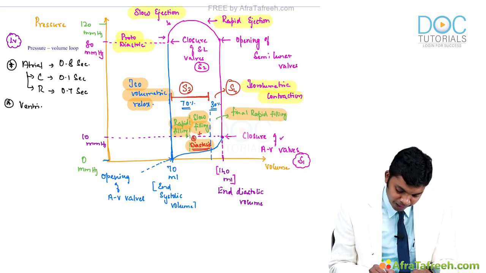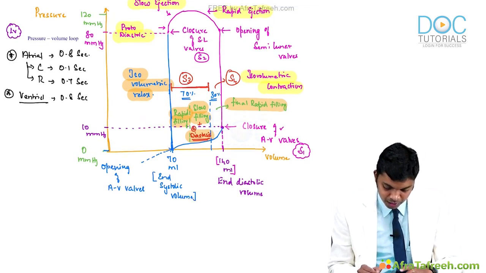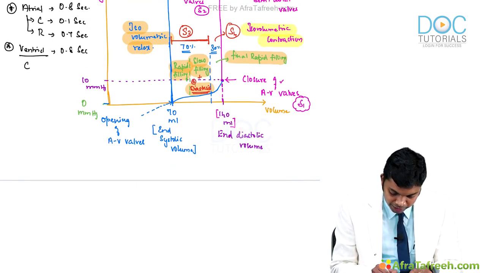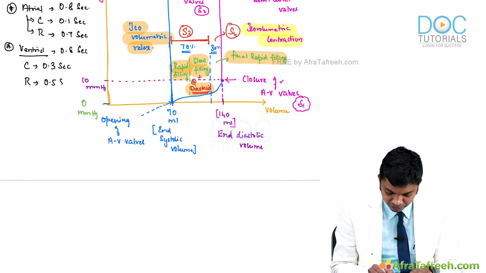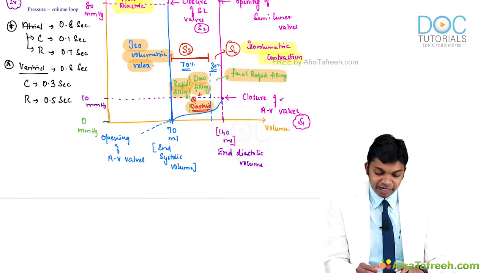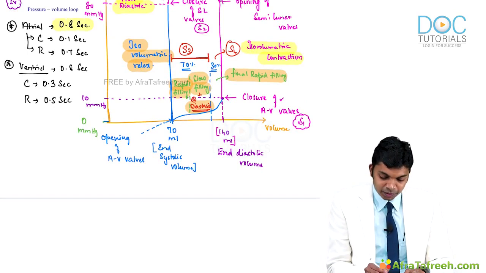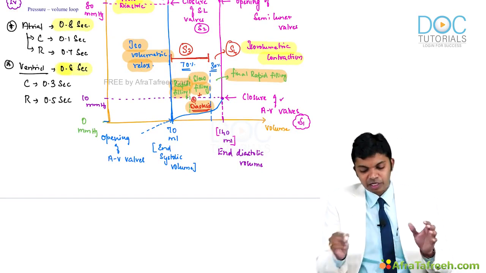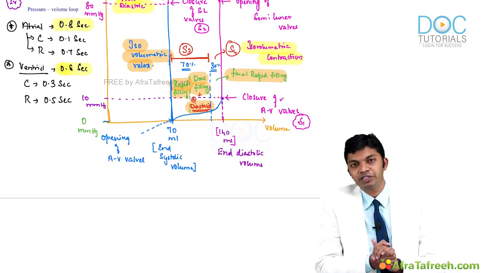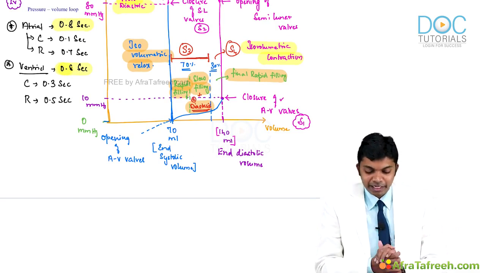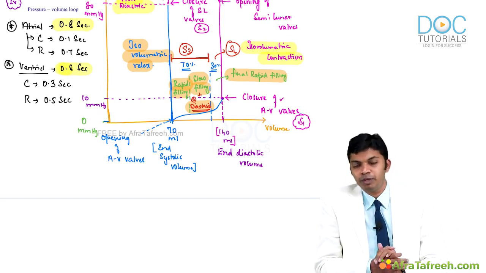Ventricles work the same way, with the same 0.8 seconds of duration, where ventricular contraction takes 0.3 seconds and ventricular relaxation takes 0.5 seconds. The total duration of the cardiac cycle is 0.8 second, doctors, for both atrial events as well as ventricular events. 0.8 second is the total duration of the cardiac cycle. That has been explained in a pressure volume loop.